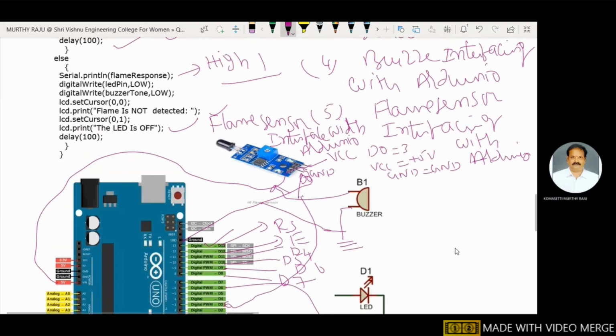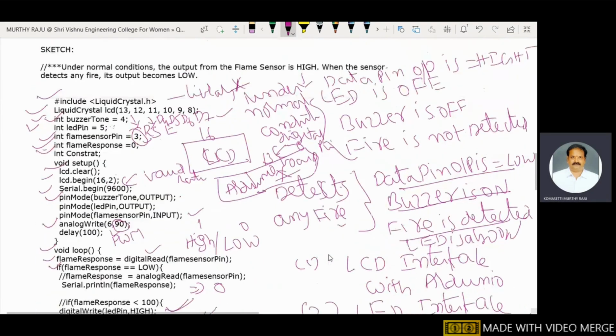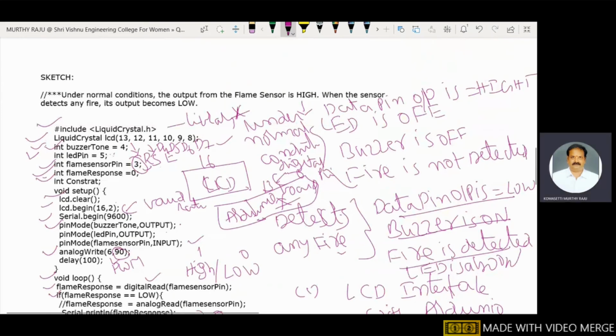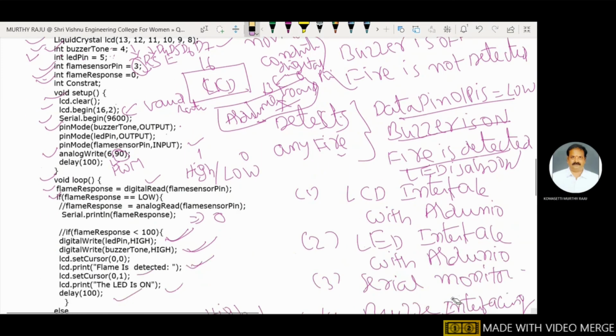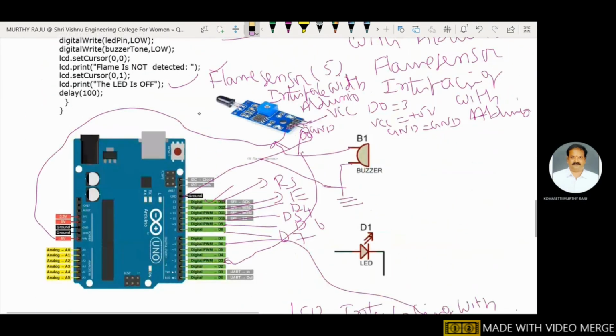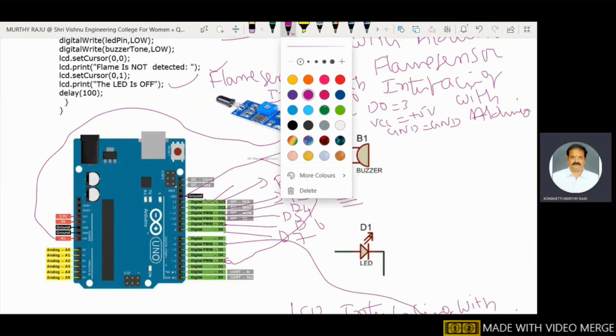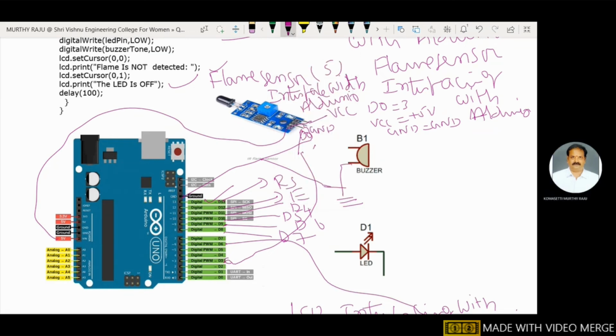Here, buzzer tone is equal to 4. The fourth digital pin of the Arduino board is connected to one of the pins of the buzzer. This interface is also completed.